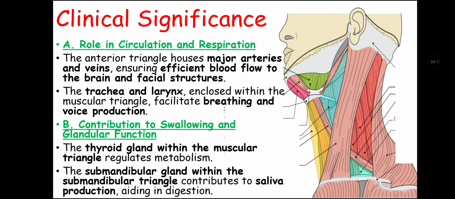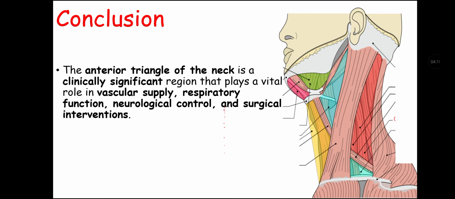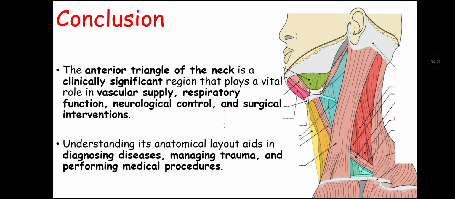production, aiding in digestion. Next, we will talk about the conclusion of our lecture video. So, the anterior triangle of neck is clinically significant region that plays a vital role in vascular supply, respiratory function, neurological control, and surgical intervention. Understanding its anatomical layout aids in diagnosing disease, managing trauma, and performing medical procedure.